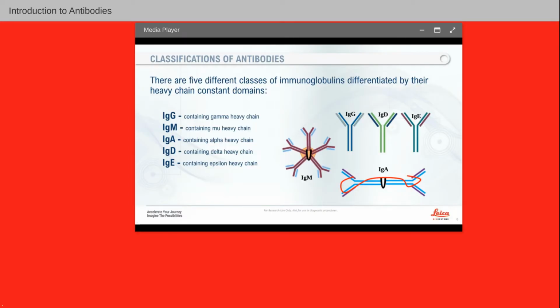As mentioned earlier, the isotypes are determined by the constant domain, the Fc regions of the heavy chains. There's 5 different isotypes of mammalian antibodies, and they're categorized by the sequence and number of amino acids in the heavy chains. The 5 sequences are labelled with lowercase letters from the Greek alphabet. So you've got IgG, which is gamma, IgM, mu, IgA, alpha, IgD, delta, and IgE, epsilon. We're going to go through one at a time.